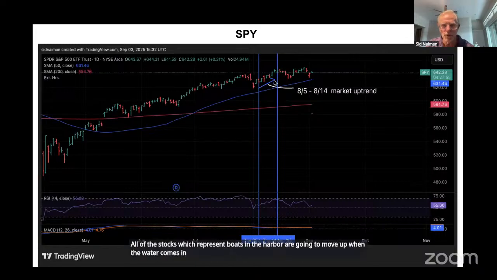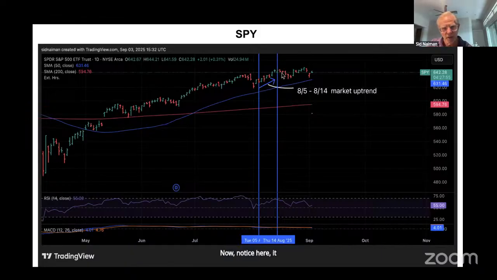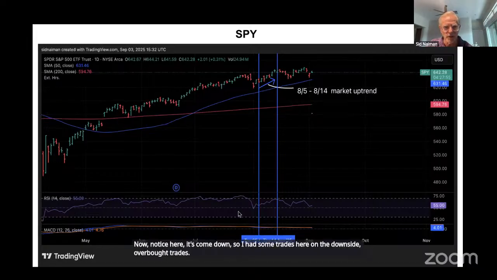So during this period, you saw all those oversold stocks were traded for profits, right? So if I had two stocks I was looking at here, one was oversold and one was overbought, and everything else was the same, I'd go with the oversold one because the market's going to be moving it up. Now notice here it's come down, so I had some trades here on the downside, overbought trades. All right, hope that makes sense.